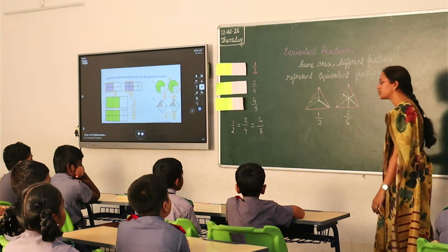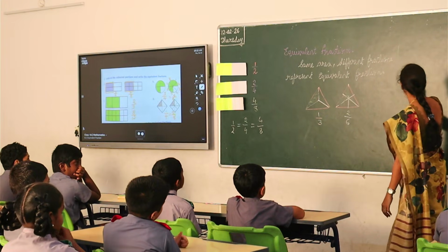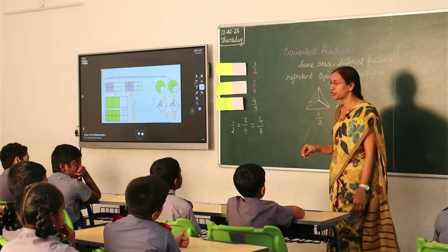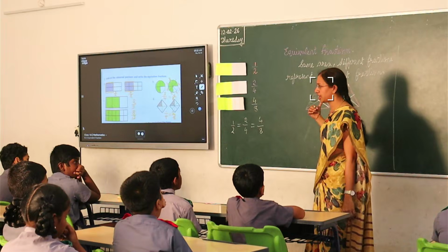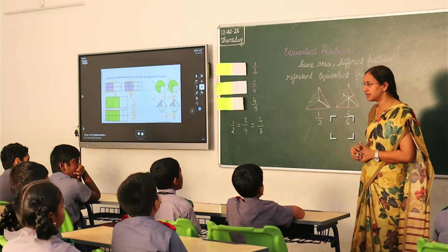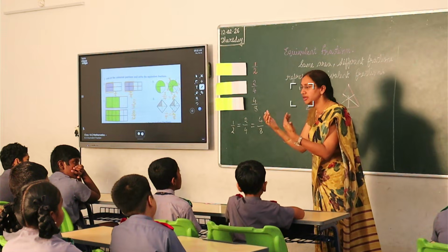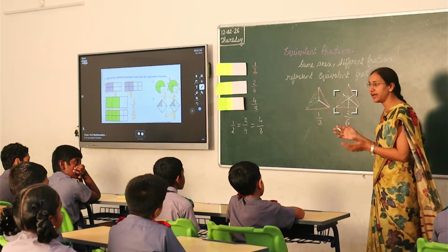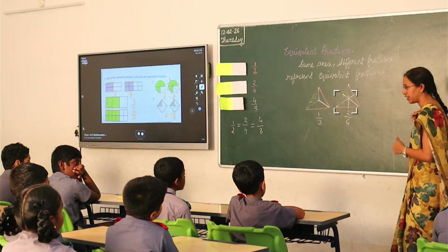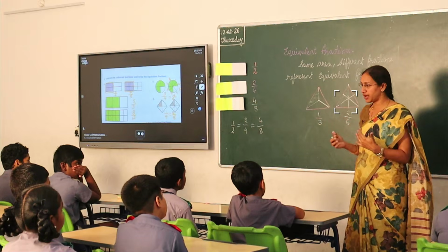See, children, suppose we take one fraction, 1 by 2. I want you to write the next equivalent fraction of the given fraction. Do you have any figures here? You don't know into how many parts it is divided and how many parts are shaded to write the next equivalent fraction. So, how do you find an equivalent fraction?